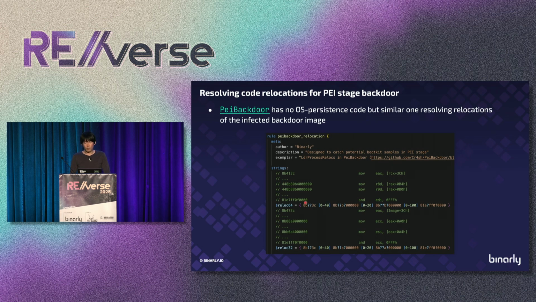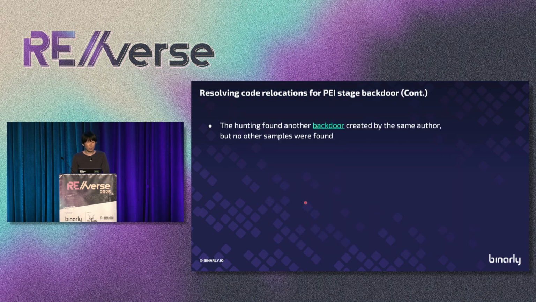And my coworker pointed out there is another type of bootkit running in the PEI phase. Unlike later stage bootkits, it has no OS persistence code, but a similar one, resolving relocations of the infected image. Using this rule, we found another backdoor created by the same author, but no other samples were found.